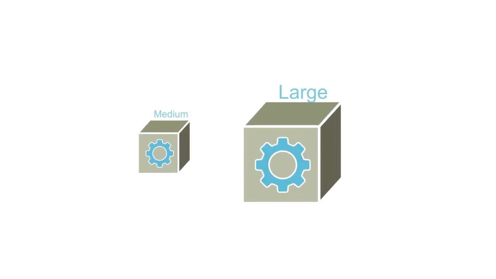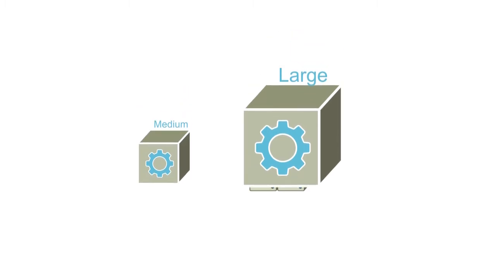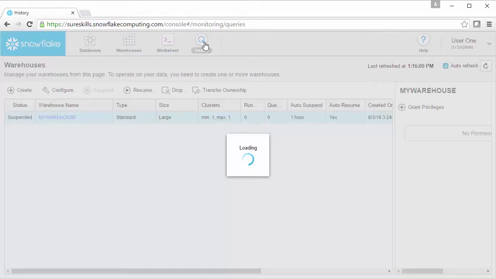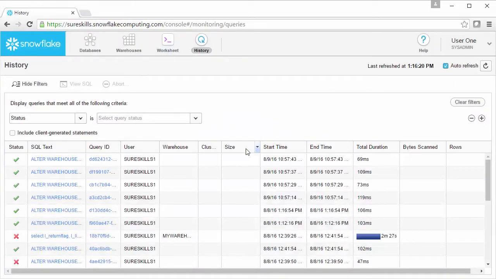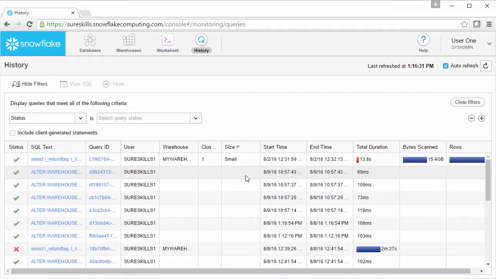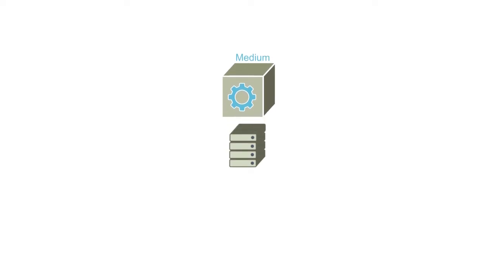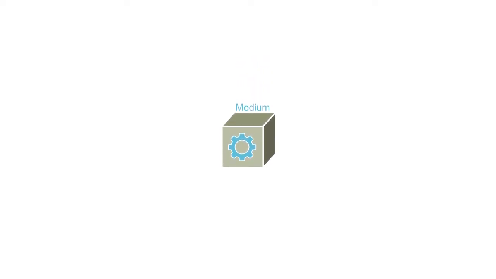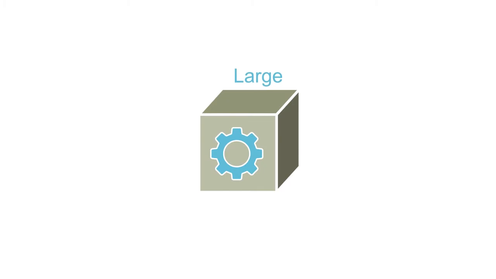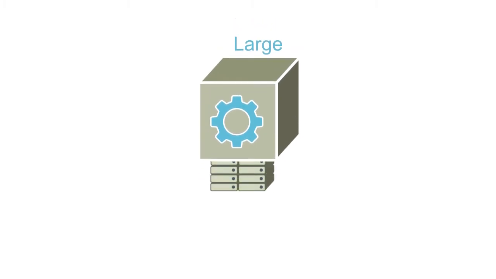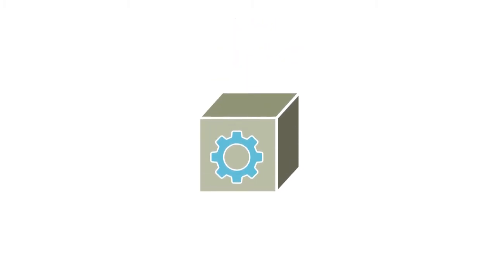So how do you choose the appropriate size for a warehouse? Factors such as data size, data complexity, and query complexity impact the performance of a query. Each incremental increase in warehouse size, such as from medium to large, doubles the amount of resources available. Most queries scale close to linearly as you increase your warehouse size.